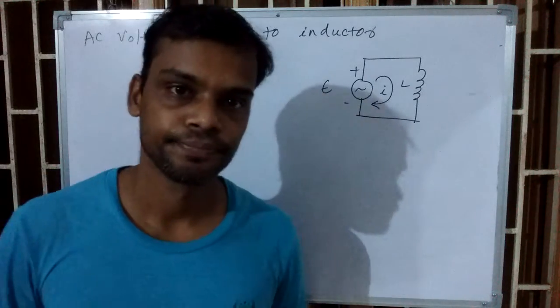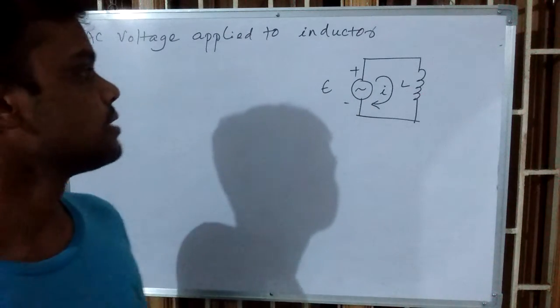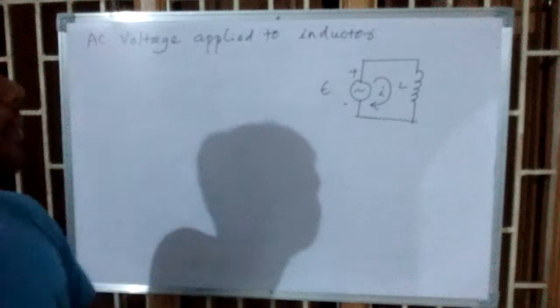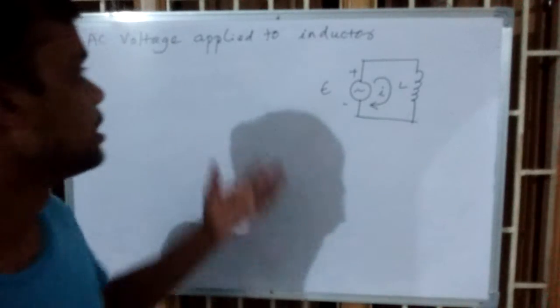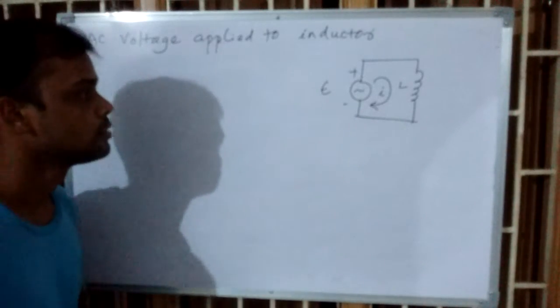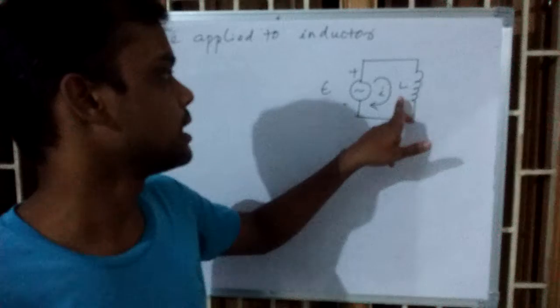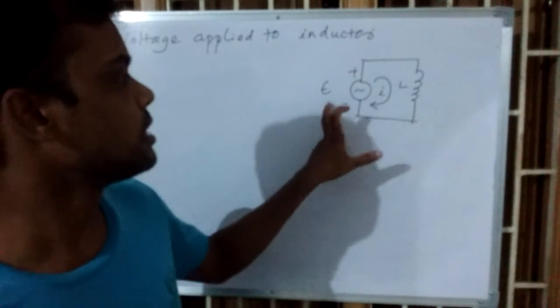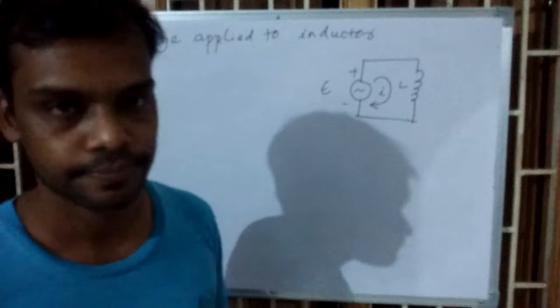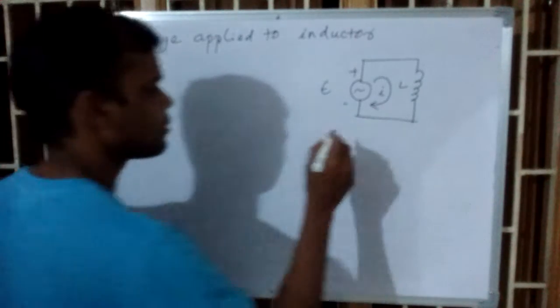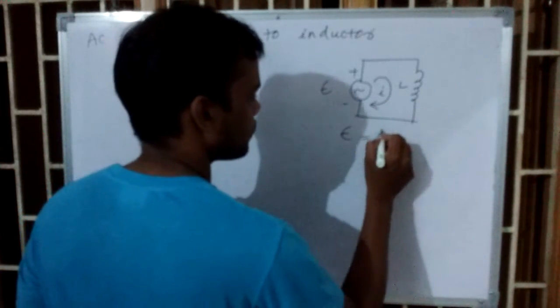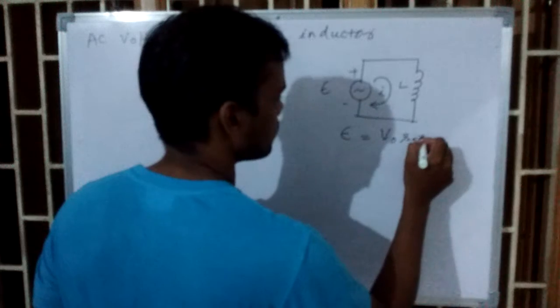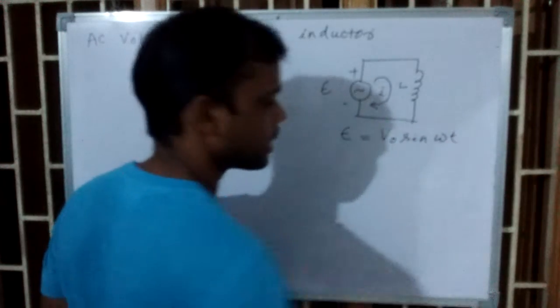Hello students, in this class we shall discuss AC voltage applied to an inductor. Here is the AC voltage and it is a pure inductor. Now we shall discuss, if voltage is applied to the inductor, what will be the current. As usual, epsilon is equal to V naught sin omega t.